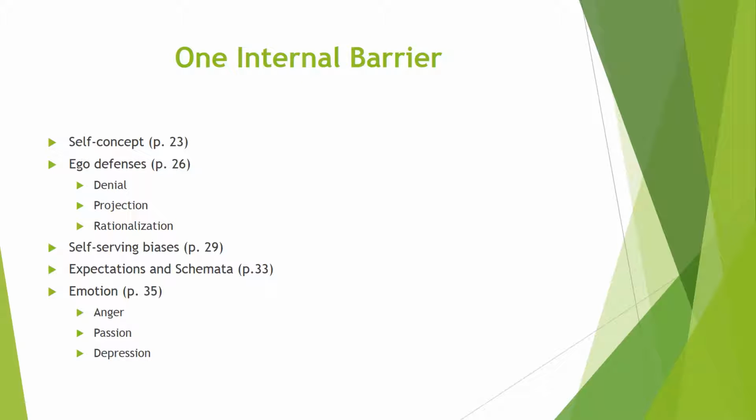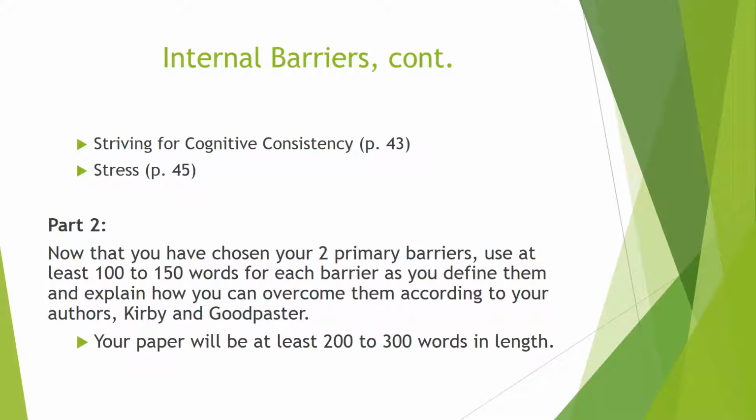The internal barriers, as described by Kirby and Goodpaster, are self-concept, the ego defenses of denial, projection, and rationalization, self-serving biases, expectations and schemata, emotion, which includes anger, passion, and depression, striving for cognitive consistency, and then stress.